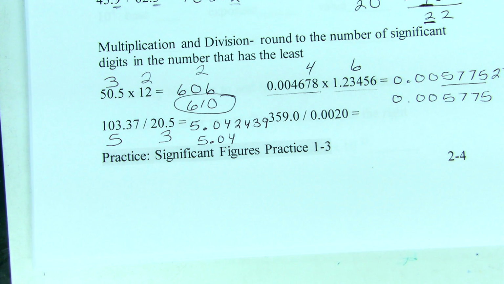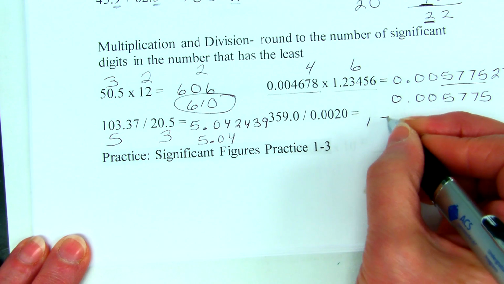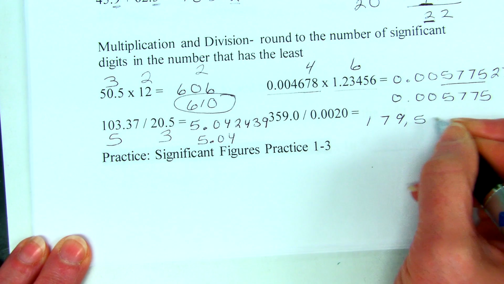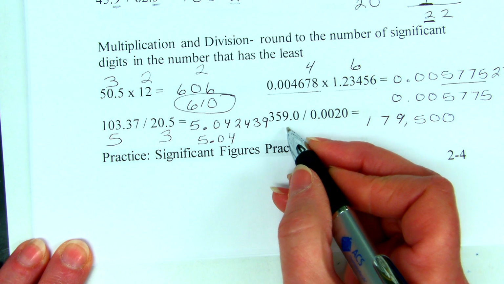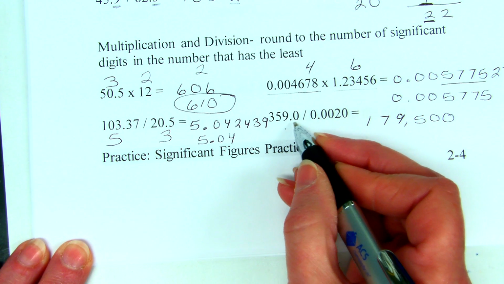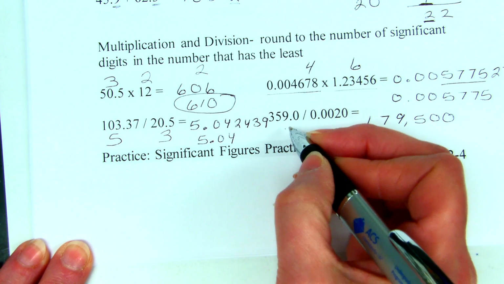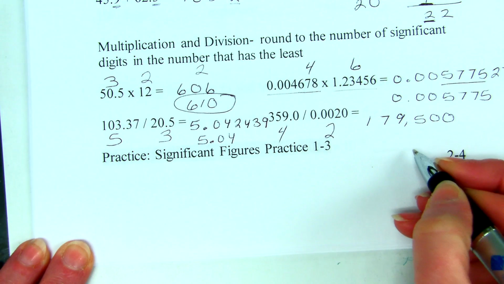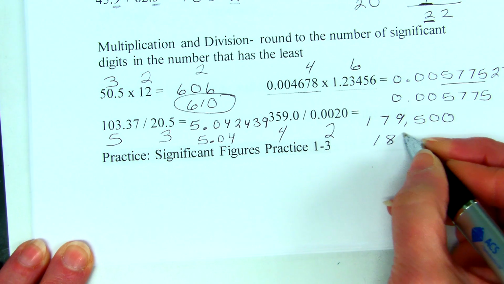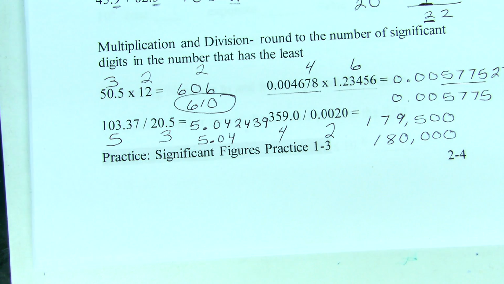I leave it. This last number on my calculator, 179,500. How many significant digits are in this number, 359? This is a trailing 0 with a decimal point written in the number, so it's significant. So 4, and how many here? 2. How many in my answer? 2. 180,000. So you can see that the rules are different for different kinds of math. So we're going to pause here and do practice problems 1 through 3 in the significant figures practice.